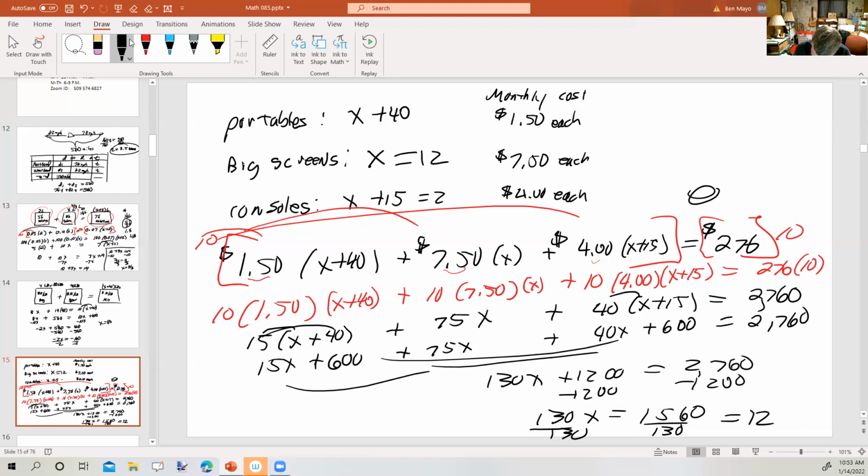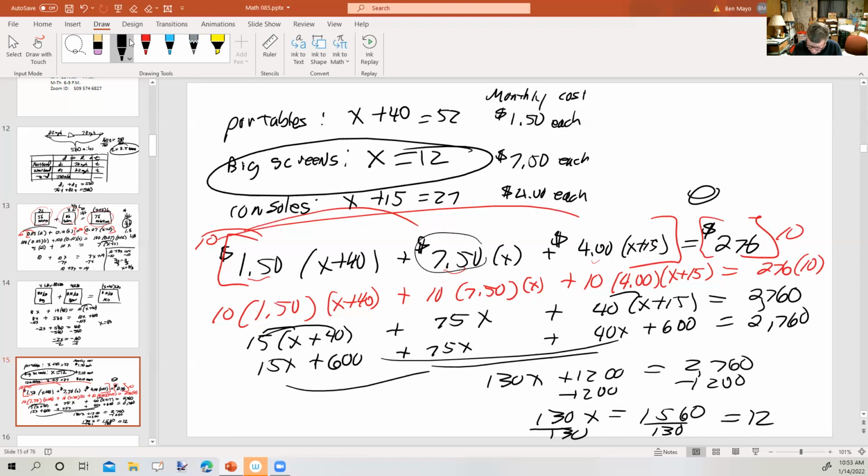They wanted to know how many big screen TVs. So again, what's the basis for this equation? The cost per storing a portable times the number of portables, plus the cost per storing a big screen times the number of big screens, plus the cost of storing a console times the number of consoles equals the total cost. But before we could do all that, we had to set up these comparison relationships. Again, with a comparison, whatever's being compared to is typically at the end of the statement. That's what you want to have be the variable.